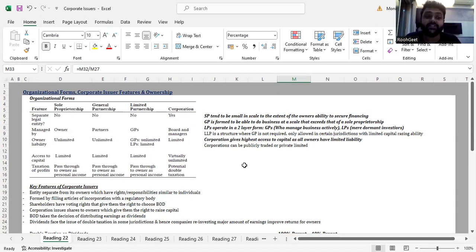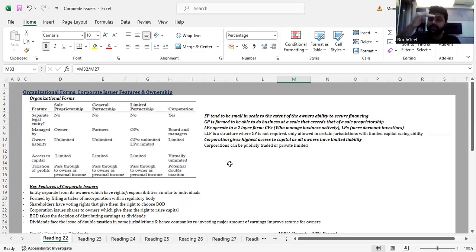ठीक है, taxation: profits pass through to the owner as personal income. ठीक है, in sole proprietorship it is like, अगर धंधे में 100 रुपए बना है तो वो 100 रुपए मेरे खाते में आएगा, वो 100 रुपए का टैक्स मैं भरूंगा. It is pass through. Okay, general partnership again pass through, limited partnership again pass through. Corporation, it has the potential for double taxation. क्या हो जाता है in a corporation?